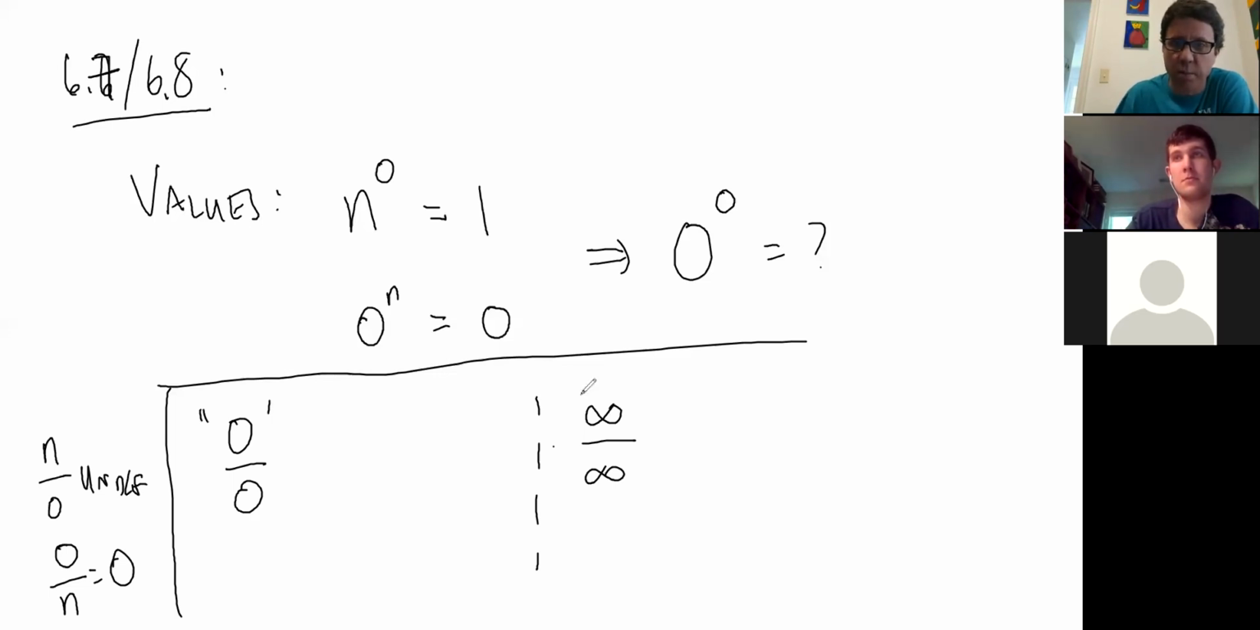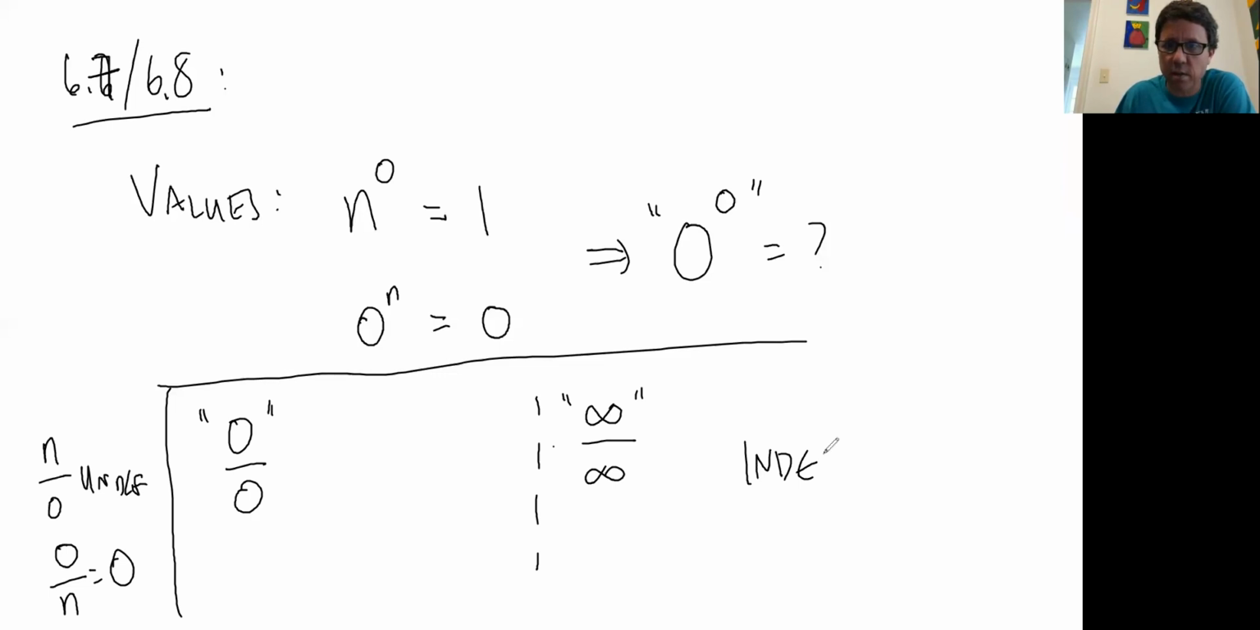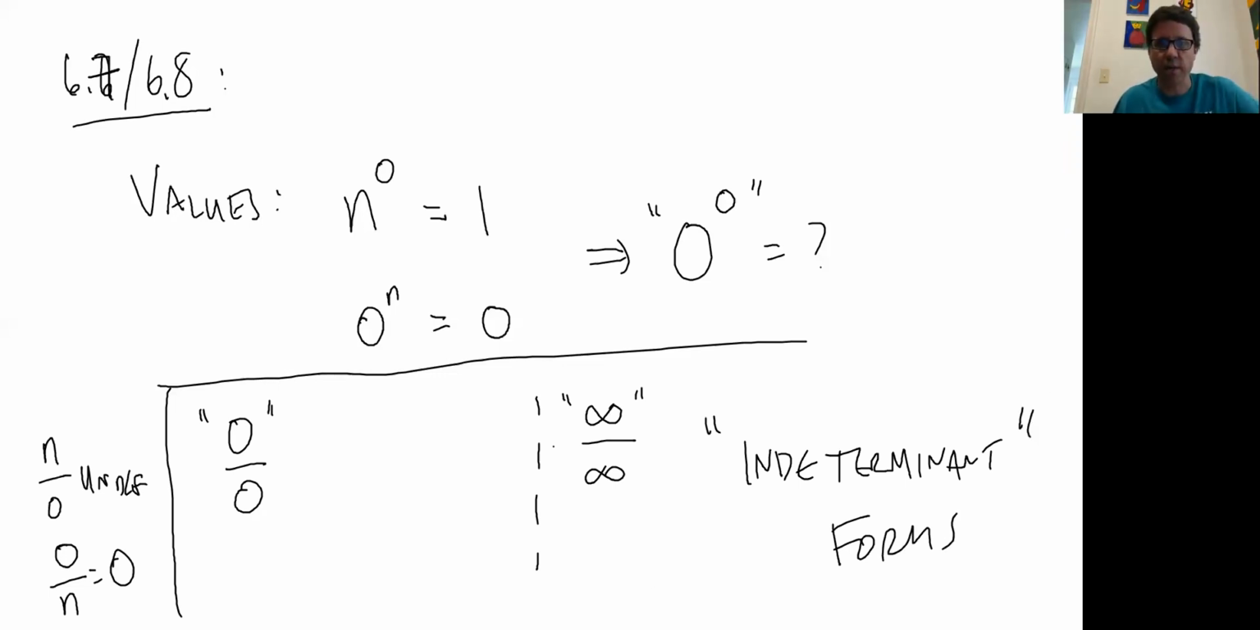I'm going to put quotes around them because I really don't like writing any of these things, because they don't make any sense. These are all called undetermined or indeterminate forms. And so they're not quite just straight up undefined.